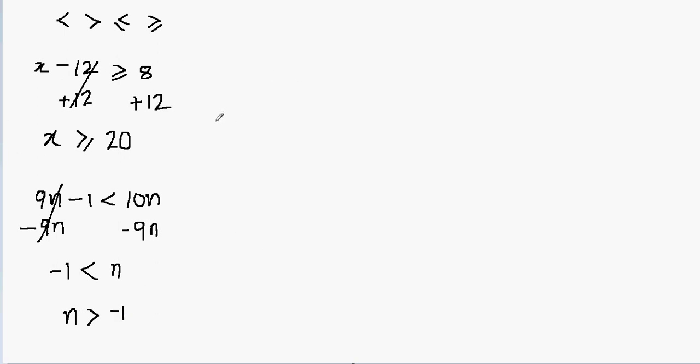Let's look at the other example. I have negative n over 6 is less than or equal to 8. In this, we need n by itself, so we'll multiply the equation by 6 on both sides. The 6 and 6 cancel out each other. On the left-hand side, you have negative n, and on the right, 8 times 6 is 48.